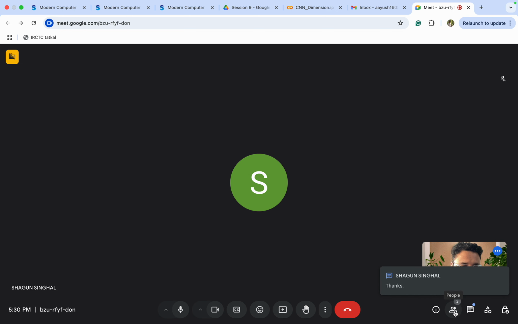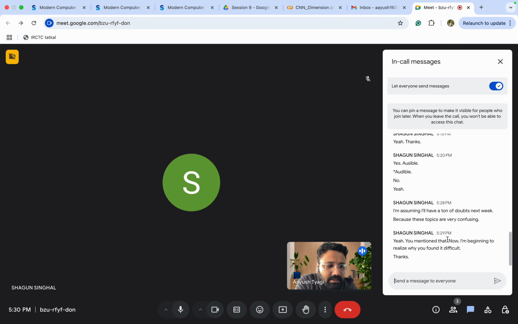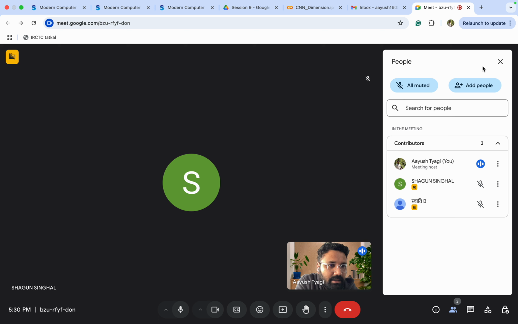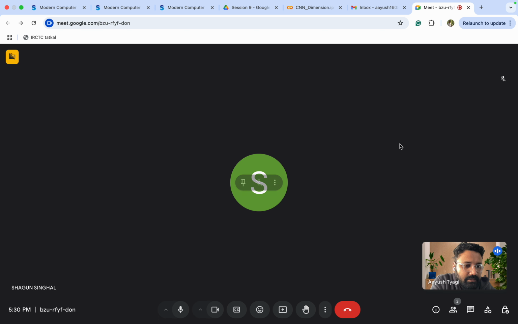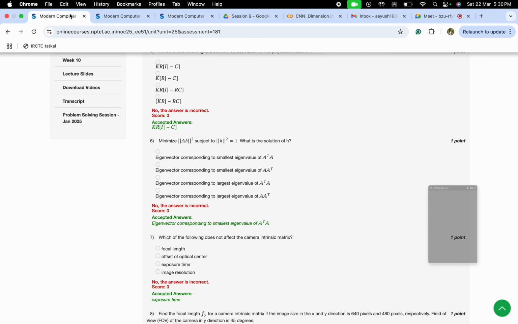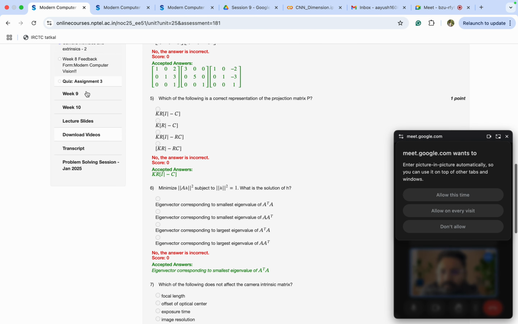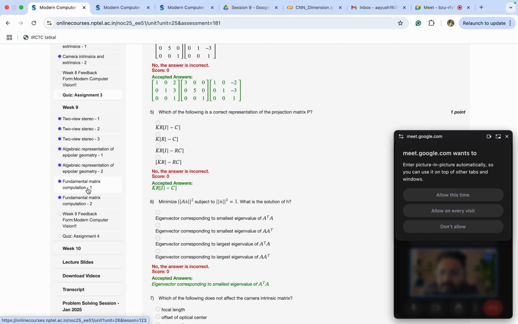Anything else? Anyone? Swati is there if you want to add anything, otherwise we'll close. I think there is an assignment and a quiz due for this part as well, so you might want to go and check that out.